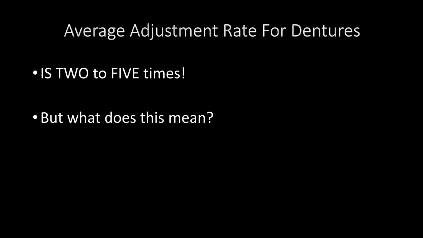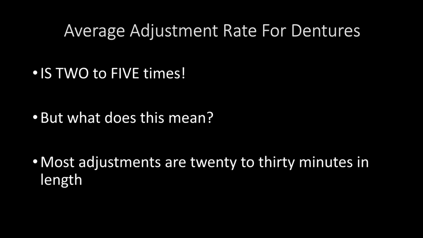Okay? So I want to just talk clinically a little bit. The average adjustment rate for dentures is 2 to 5 times. So I can expect a full or complete upper and lower denture patient back in my office 2 to 5 times traditionally for an adjustment. So what does that mean? Well, most adjustments are 20 to 30 minutes in length. So let's look at the math.